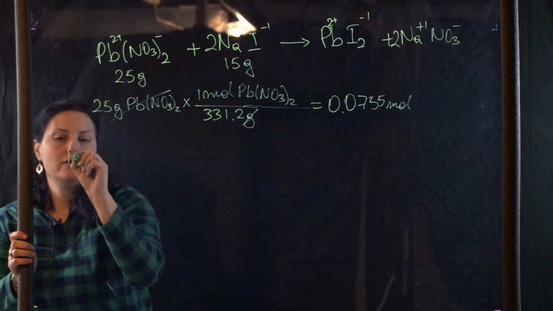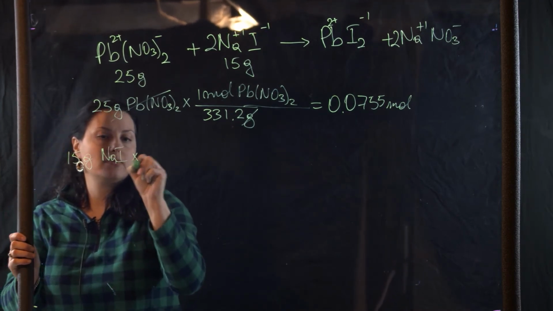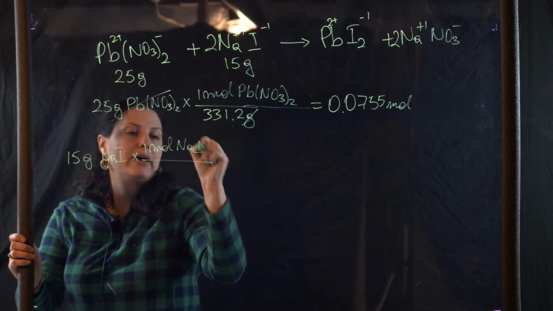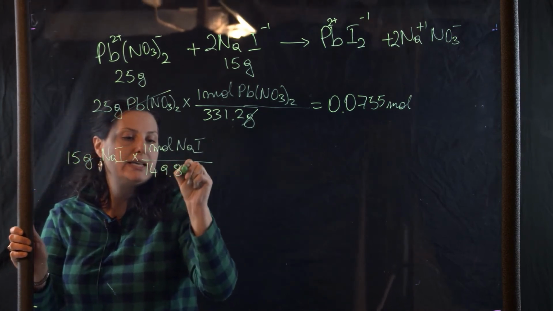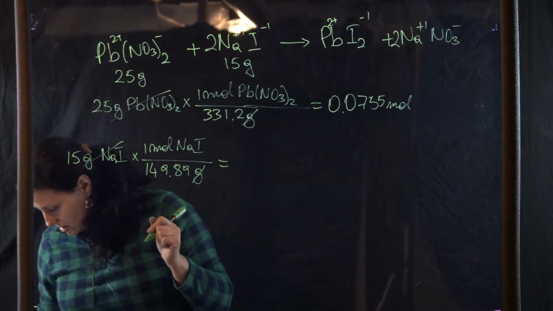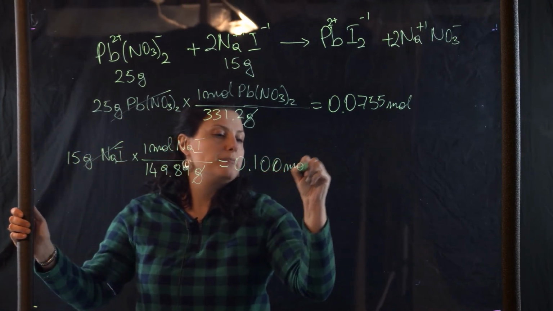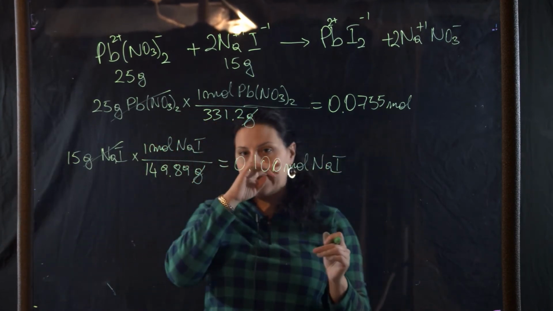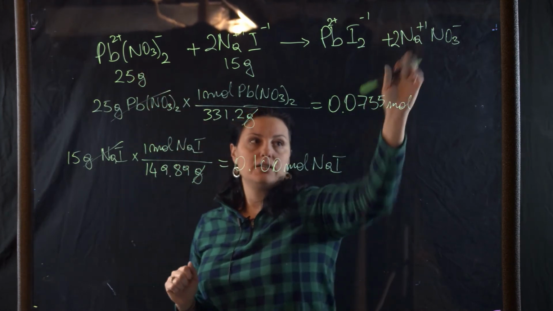Convert now 15 grams of sodium iodide, and I do it the same way by using the molar mass of sodium iodide. 1 mole of sodium iodide weighs 149.89 grams. My grams will cancel and will give me 0.100 moles. Okay, now I'm not sure which one is going to run out faster. Don't make that prediction. You need to relate it to how much product it's going to make.